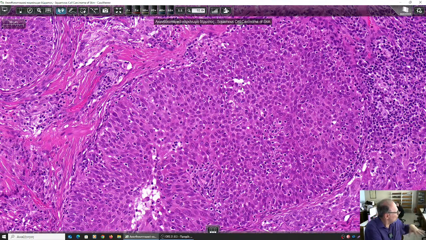And so you'll know how many millimeters of margin you'll have to cut so that it is fully excised. They are not all the same. They are not the same for melanoma and carcinoma. No, they're not the same. Yes, please.